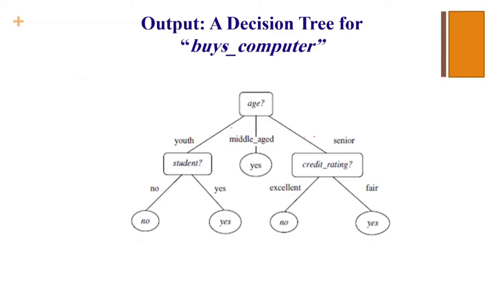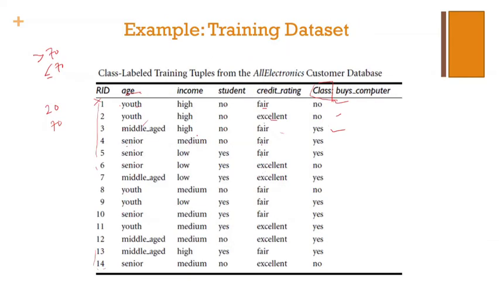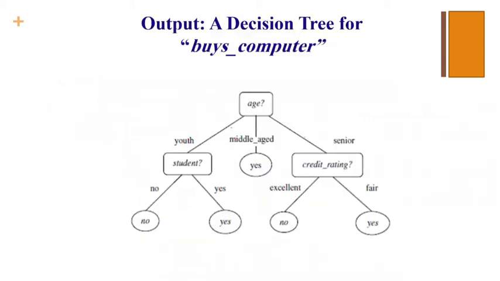Then you start categorizing the samples. Is your age youth? Everybody that has youth here will be pushed to the left side. This one has youth, youth, youth, youth. The same thing for middle age. Then the same thing for senior. This one is senior here. We put everybody who is senior here.